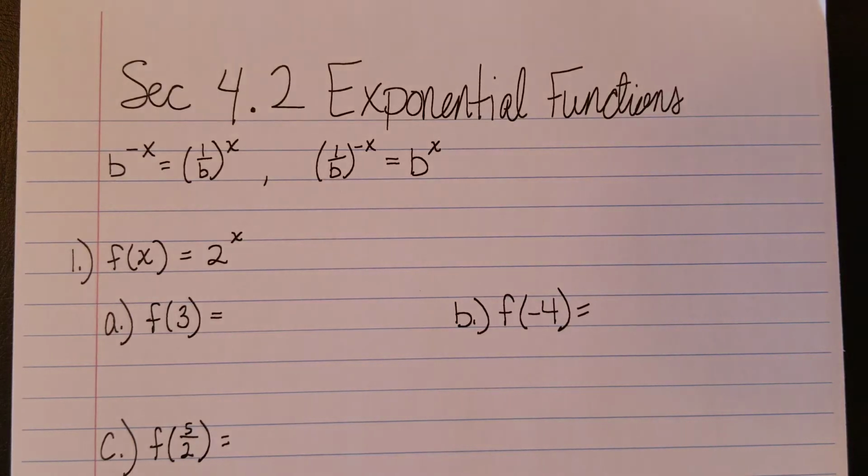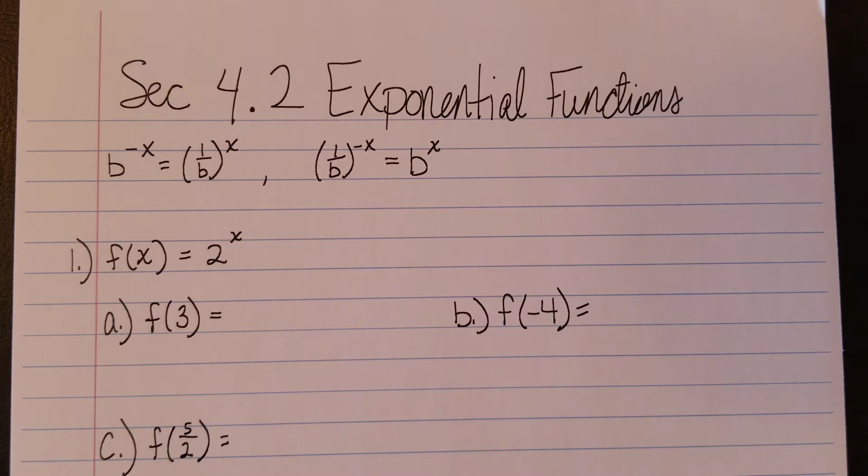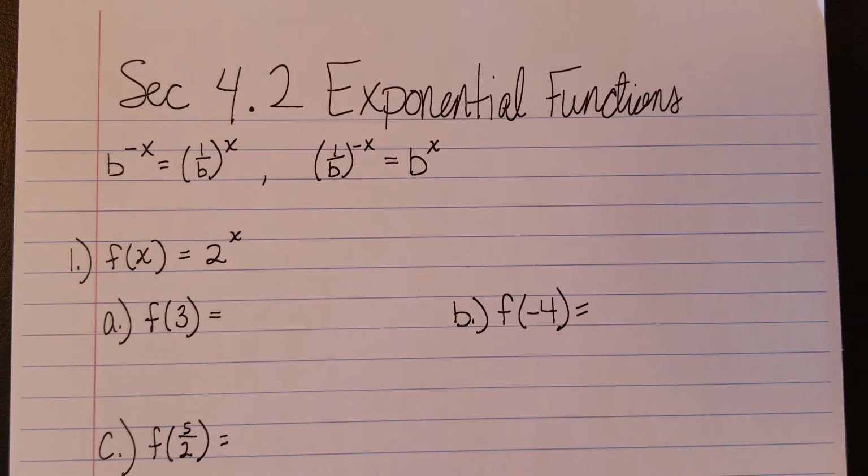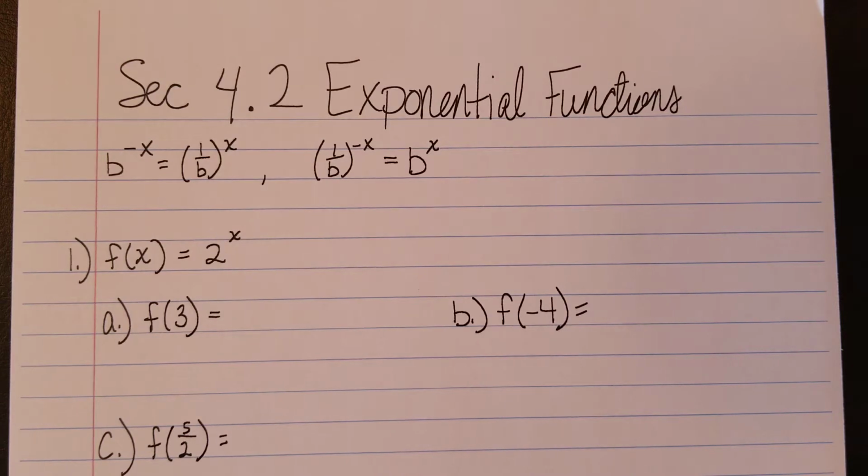Section 4.2 is about exponential functions. So an exponential function is one in which the variable is in the exponent. Okay, so then you've got your base, which is going to be just some, it's going to be a positive number. The base is always going to be a positive number.